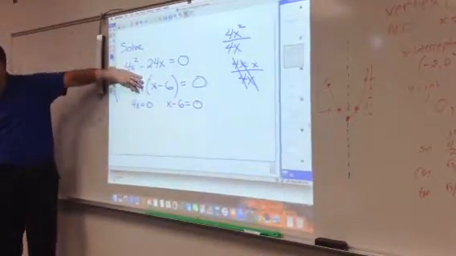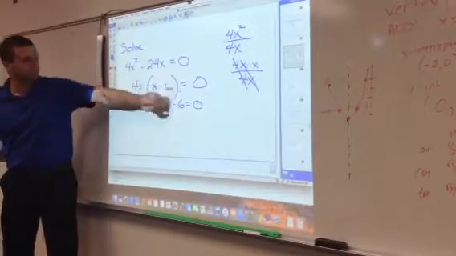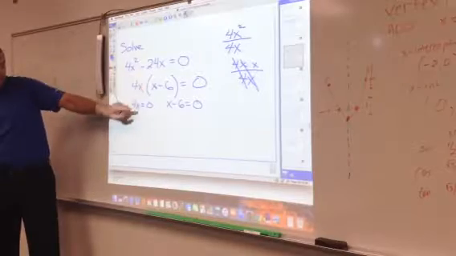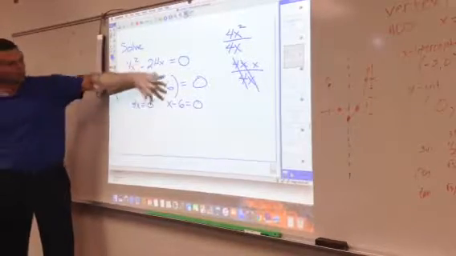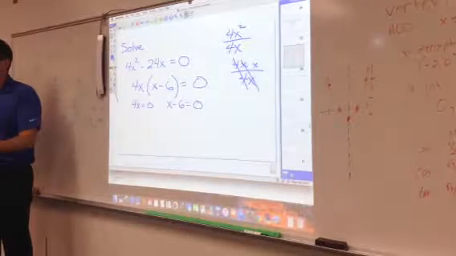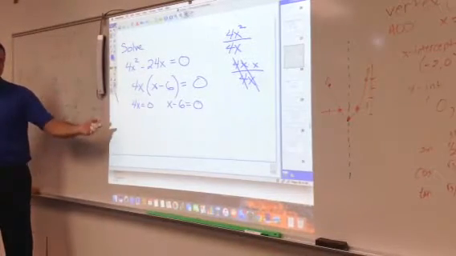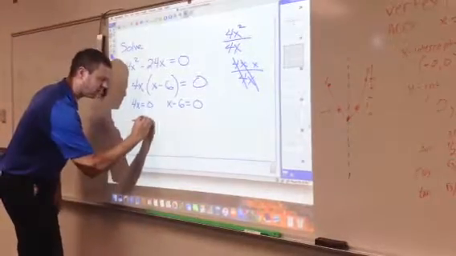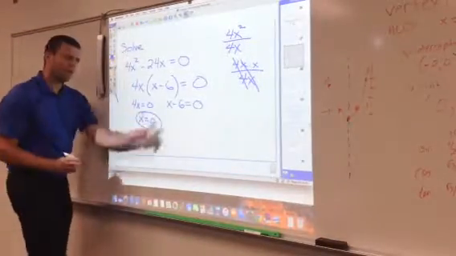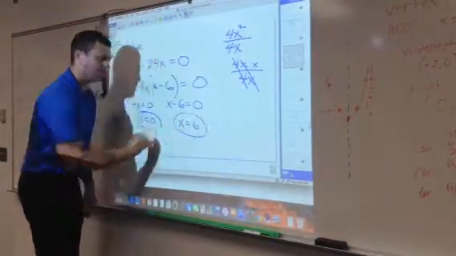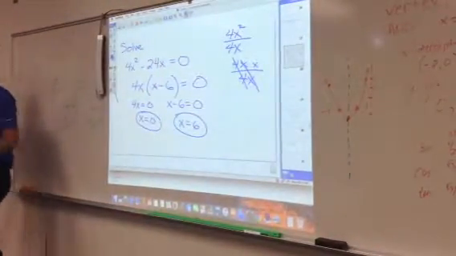Something times something is equal to 0. So either this something has to equal 0, or this something has to equal 0. So I set both factors equal to 0, and now I can solve because they're both really simple. Divide by 4, and I just get x equals 0. Add 6 to both sides, and I get x equals 6. There are my two solutions.